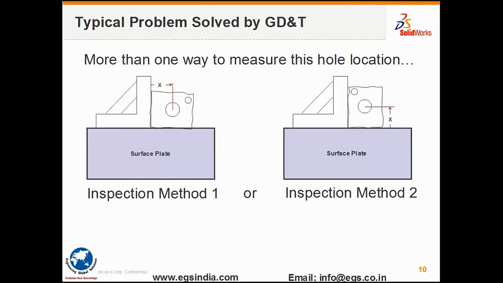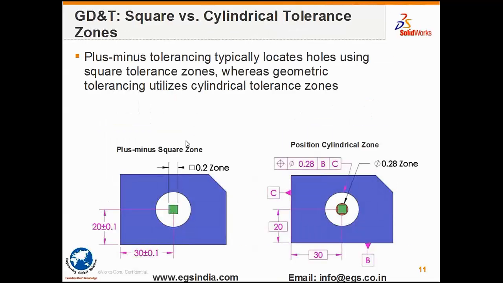However, what is the method that is being used in the assembly? That's what needs to be communicated unambiguously to both manufacturing and inspection. This is where the setup ambiguity goes away, because GD&T provides the critical information necessary for manufacturing and inspection.